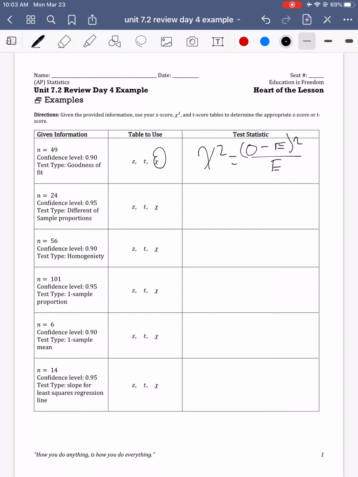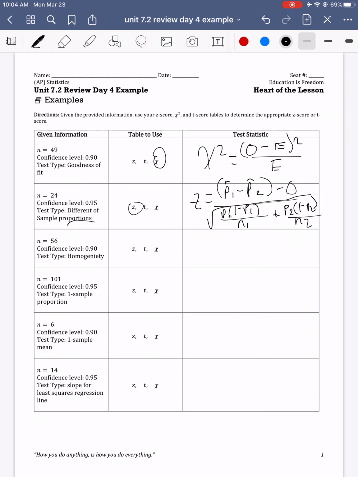Here we have n equals 24, confidence level 0.95, type of test, difference of sample proportions. Well, since this is a proportion, this would be a z-test, and so we would have z is equal to p hat 1 minus p hat 2, quantity minus 0, over the square root of p1 times 1 minus p1 over n1, plus p2 times 1 minus p2 over n2. So that would be our whole formula.